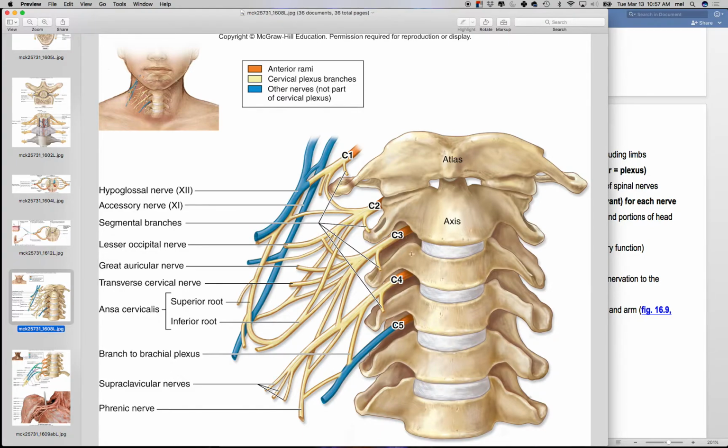Yes? So if you damaged right here, you might have some weakness of the diaphragm. If you damage right here, you might be like Christopher Reeve. You know, he was on a ventilator part of the time. He could get off for a little while. It was completely exhausting. Does that make sense?